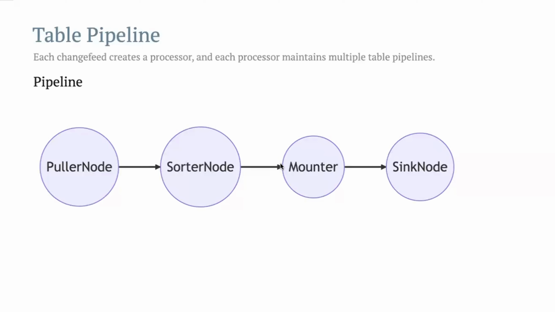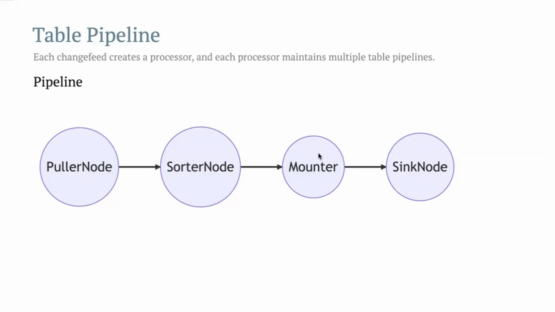And then we have the mounter. It's responsible for decoding the data from the row KV format, because we get the data from TiKV. So we need to convert the data from the row KV format to a structured format.